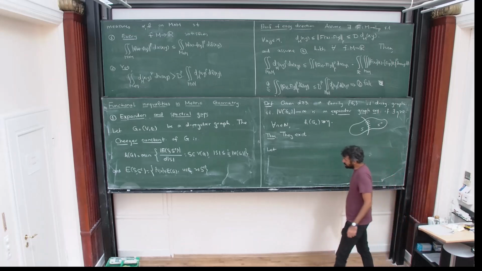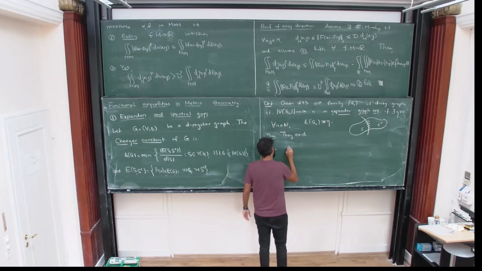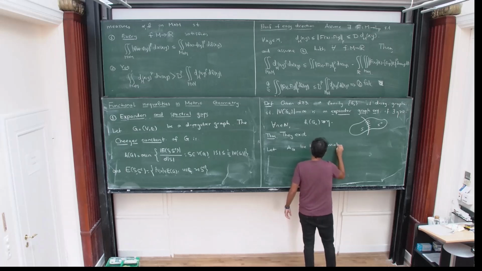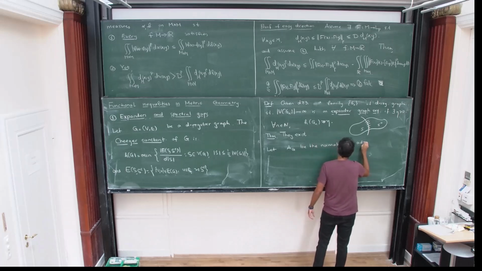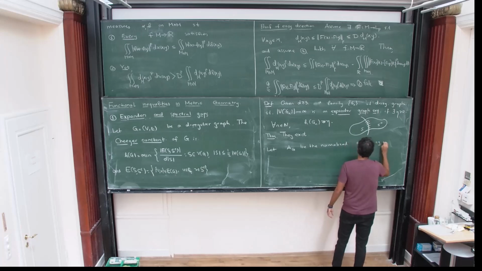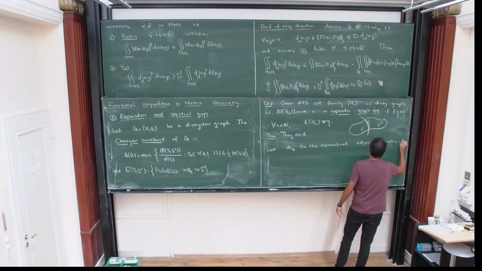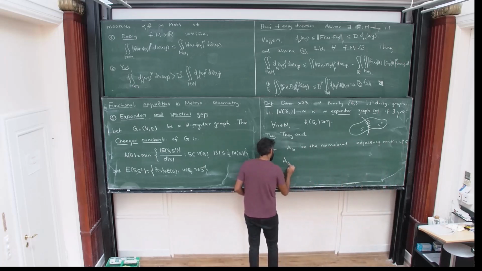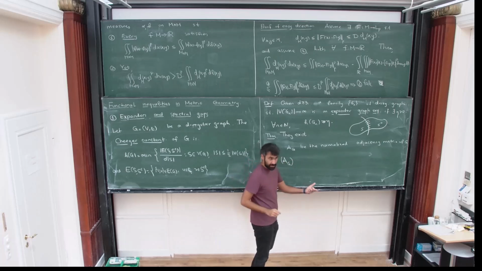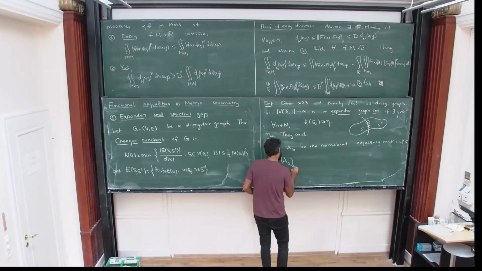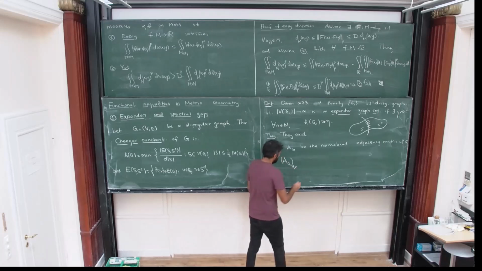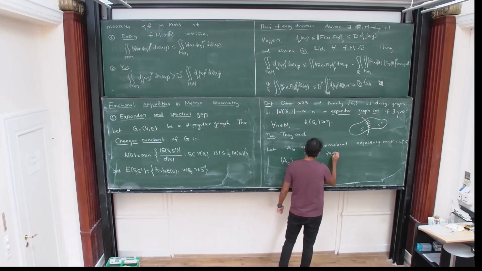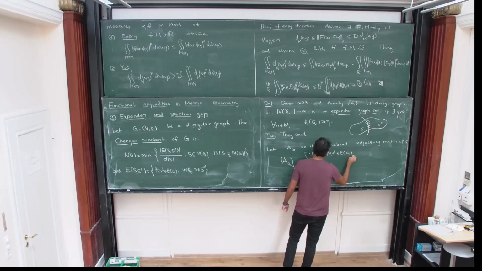Yeah. So let's speak a bit about algebra. So let A_G be a normalized adjacency matrix of G. So A_G is a matrix which is indexed by the vertex set. So if you take u, v two vertices, then this is equal to 1 over d if u and v are connected by an edge, and 0 otherwise.